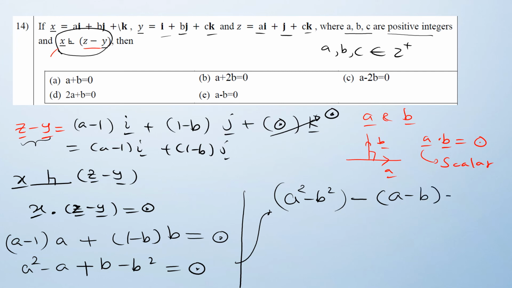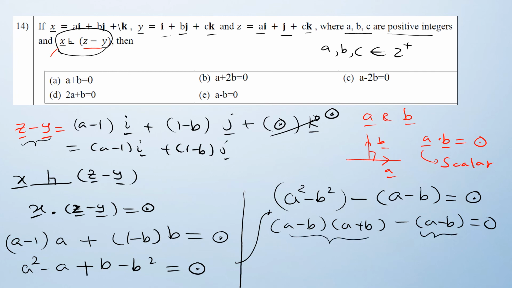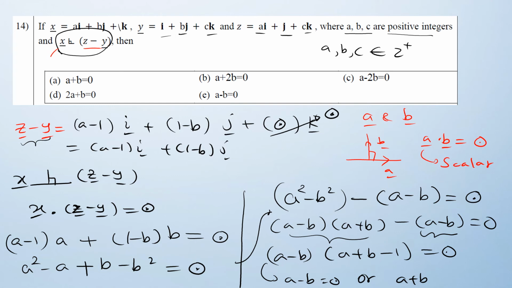Then we have a minus b here. By the method of the difference of squares, we have a minus b into a plus b, and here we have a minus b again, equals 0. Here we have two terms, and for both we have a minus b as a factor. Then we have a plus b minus 1 equals 0. So here we have a minus b equals 0 or a plus b minus 1 equals 0. That means a plus b equals 1.